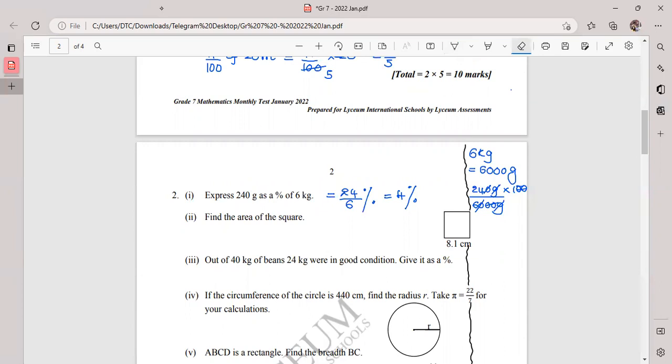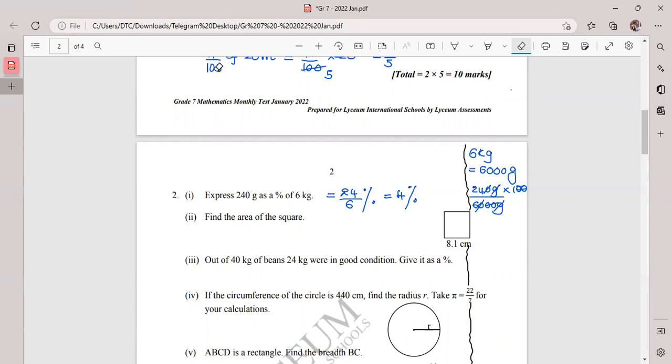Then the first unit as a fraction of the second unit. So 240 grams, you divide by 6,000 grams. Then whatever the fraction you get, you want to multiply it by 100. Why? Because you want to convert this into a percentage, right?